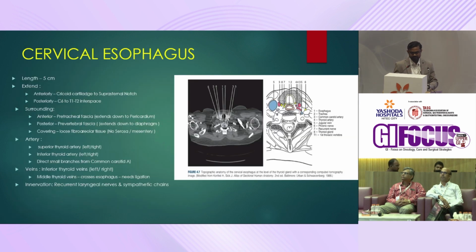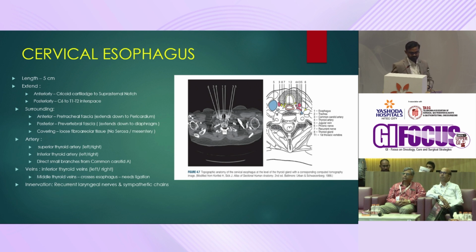Coming to the cervical esophagus, length is around 5 centimeter, extending anteriorly from the cricoid cartilage to the suprasternal notch, and posteriorly from C6 to T1 vertebra. Anteriorly it is surrounded by the pretracheal fossa, which extends down to the pericardium, and posteriorly by the prevertebral fossa, which extends down to the diaphragm, and the covering is loose fibroareolar tissue.